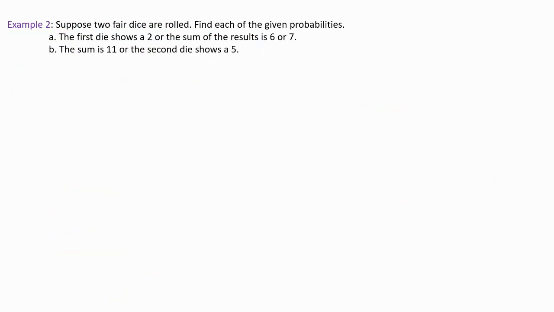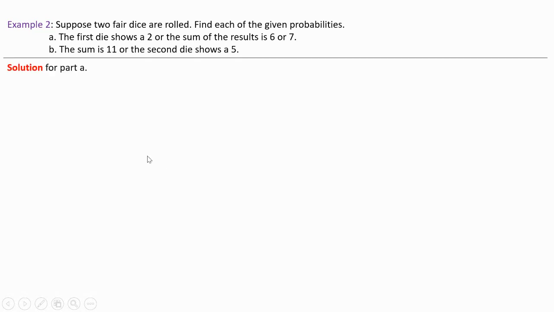Okay, example 2. Suppose 2 fair dice are rolled. Find each of the given probabilities. A, the first die shows a 2, or the sum of the result is 6 or 7. And B, the sum is 11, or the second die shows a 5. Okay, solution for part A.